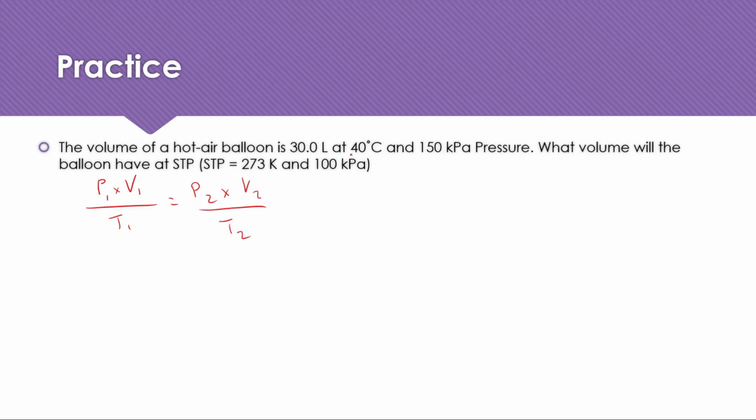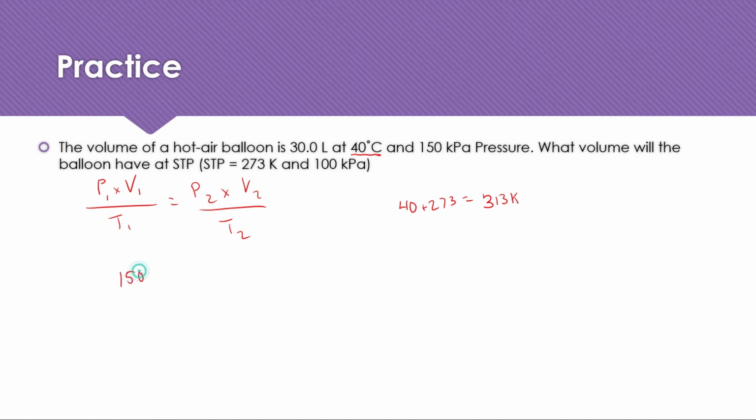We also need to convert this temperature here into Kelvin. So in order to do that, we do 40 plus 273 equals 313 Kelvin. So our T1 is 313. Our P1 is going to be 150, and our V1 is 30. So let's put all of those variables in.